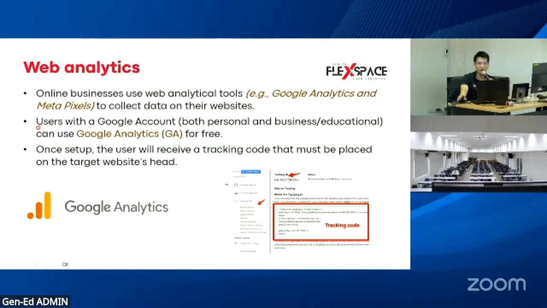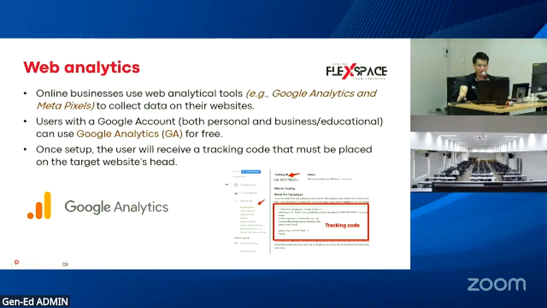So who can use it? You don't need to own a business to try web analytics. If you have a Google account, you can use Google Analytics, or GA, for free. Once you set up the account with Google Analytics, you will receive a tracking code that looks like this, that you will place on the target website. If you own the website and you want to get the information from that website, you register with Google Analytics. It will give you the tag, and then you copy and place the tag on your website, and then Google Analytics will start to collect the data from the website.